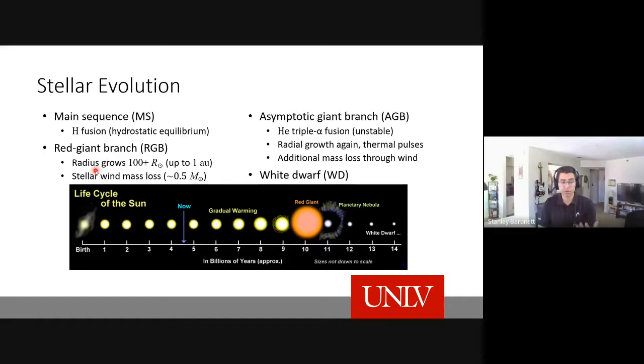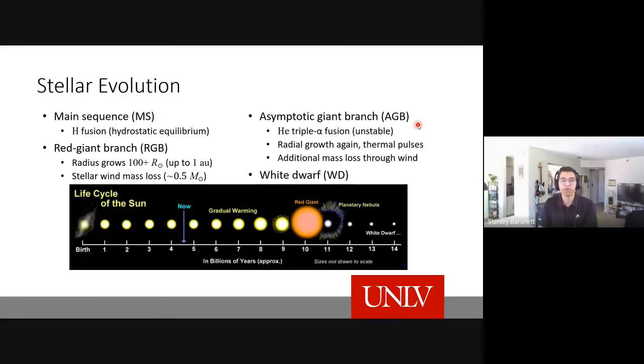And in order to maintain equilibrium, the star will actually grow in size. The radius of the sun, for example, will grow as much as 100 times its current radius, and some estimates say all the way up to 1 astronomical unit, 1 AU. And along the way, it's going to lose a little bit of mass due to stellar winds, and by some models, it can lose as much as half a solar mass, half of its current mass, during these post-main sequence phases.